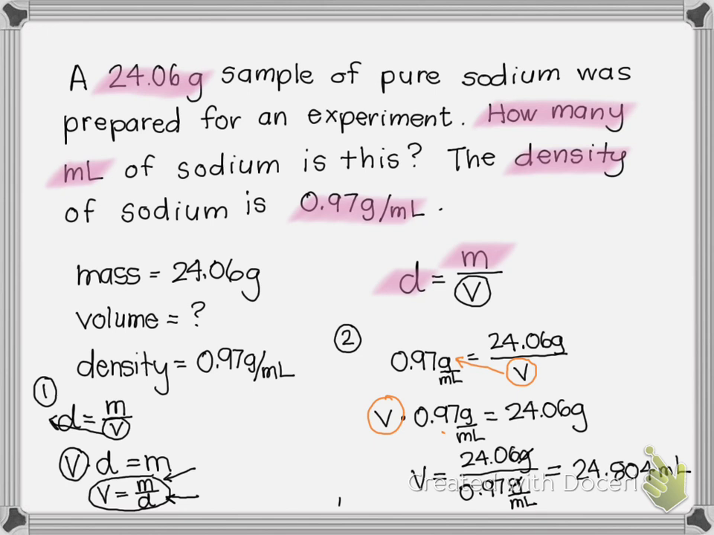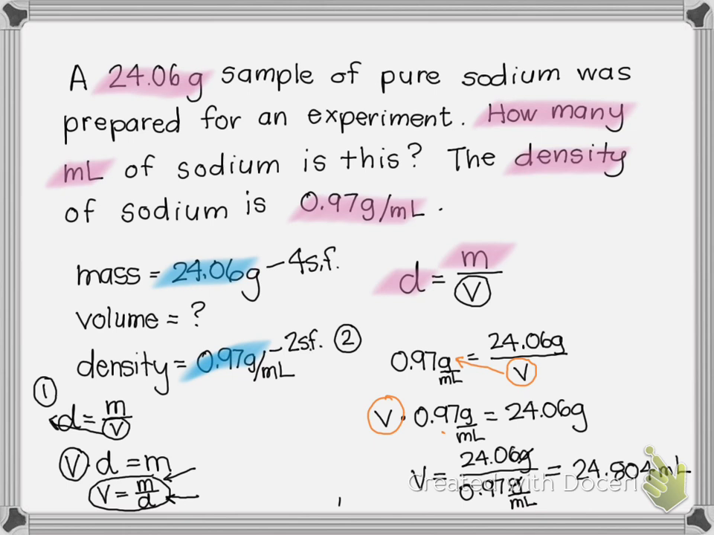I didn't say that very clearly, but let me do it. So I'm going to look back at these two numbers. That one, 24.06, has 4 significant figures in it. And then the other value I was given is 0.97, which has 2 significant figures.